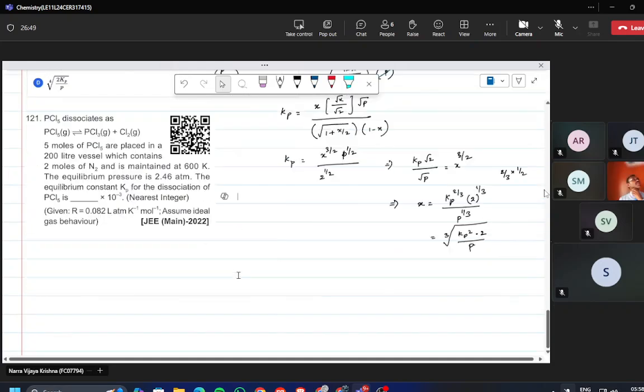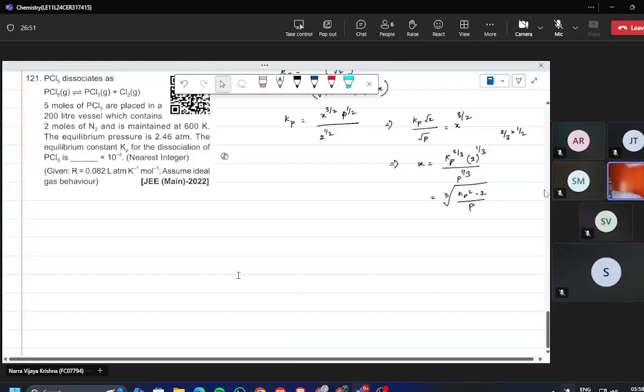Read the question. PCl5 gives rise to PCl3 plus Cl2. 5 moles of PCl5 are placed in a 200-liter vessel which contains 2 moles of N2 and is maintained at 600 Kelvin. The equilibrium pressure is 2.46. The equilibrium constant Kp for the dissociation of PCl5 is, right?